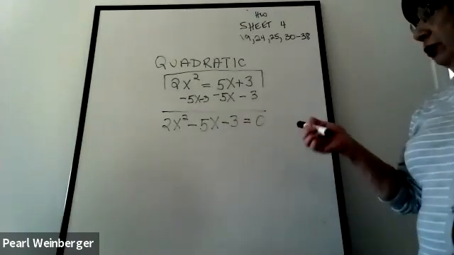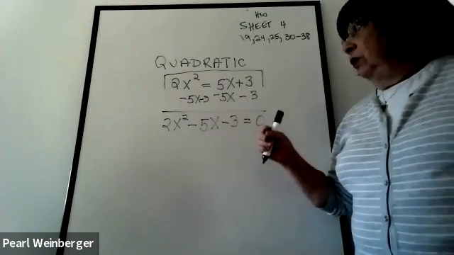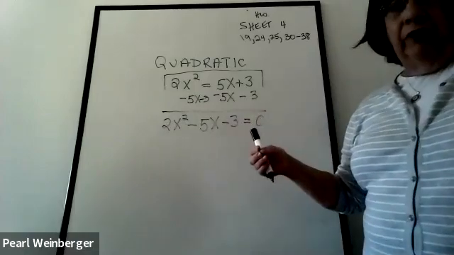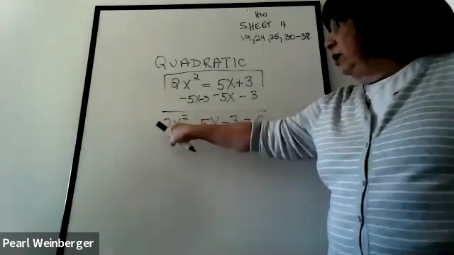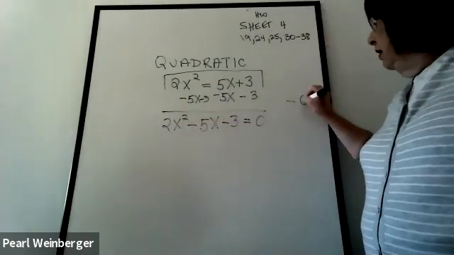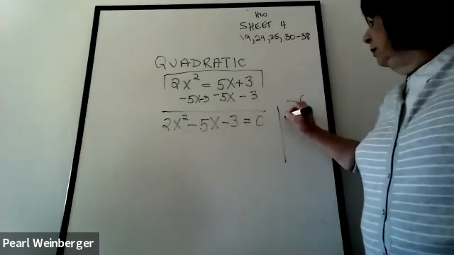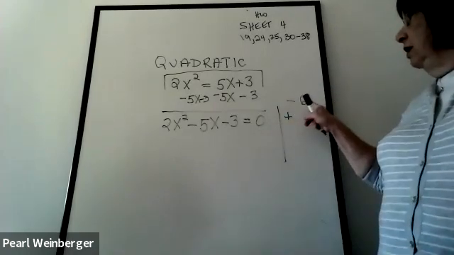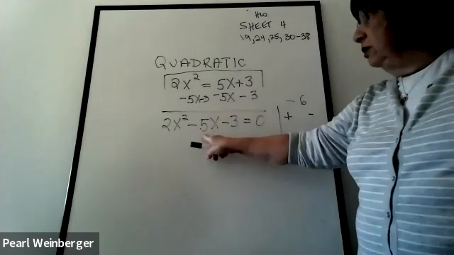Okay, after I do that, I then want to factor. Well, first I look for a common factor, but there is no common factor. So then I use my AC method. I multiply the 2 times the negative 3, which gives me negative 6. Negative means one is going to be positive and one is going to be negative. And we need the numbers to multiply to negative 6 and subtract to 5.